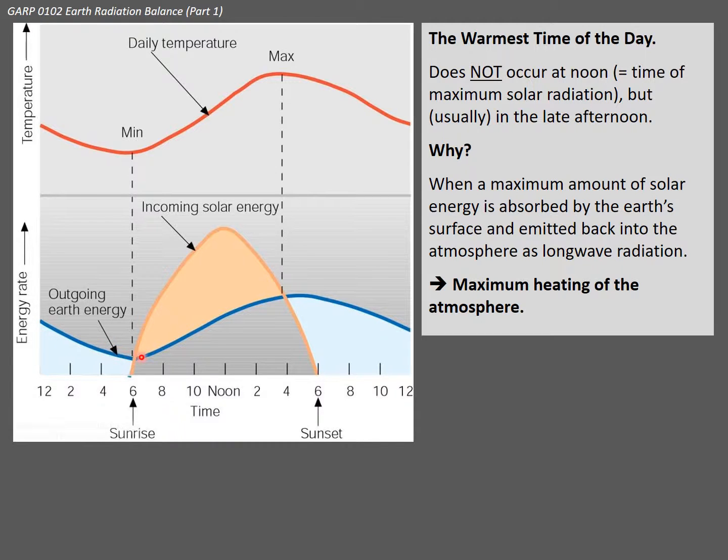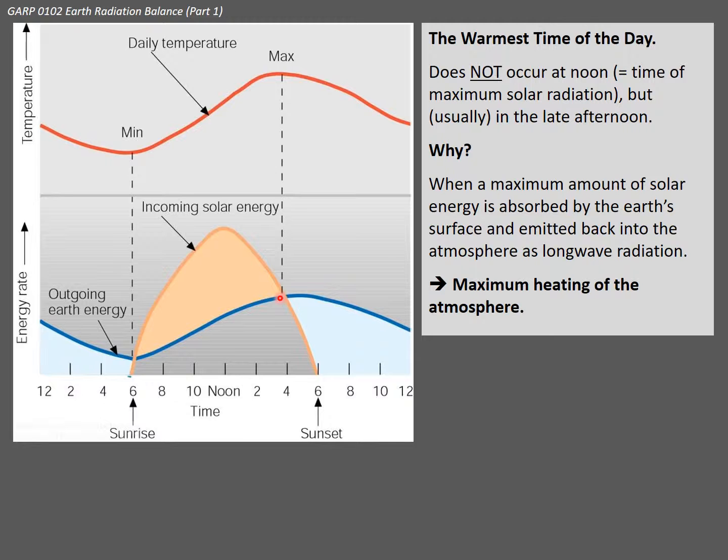Outgoing Earth energy increases slowly. Sun comes up, heats the Earth's surface, and as the Earth's surface warms up, it sends out more and more energy until there's a point reached, because solar energy is dropping again, that the heating of the Earth's surface decreases, and when both added together reach their maximum value, you get the greatest heating of the atmosphere, and you have the warmest time of the day.